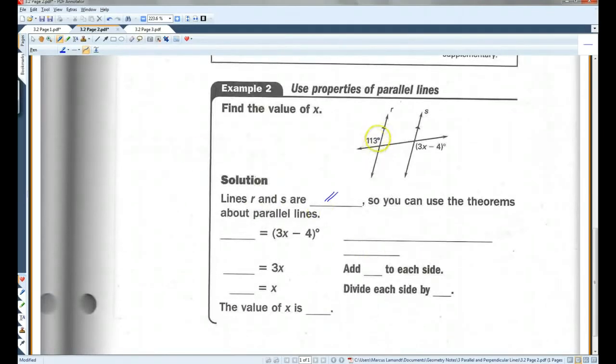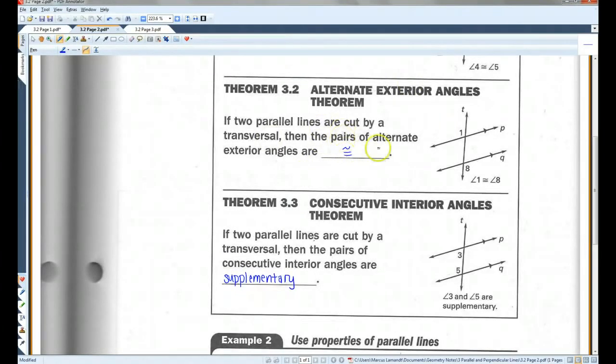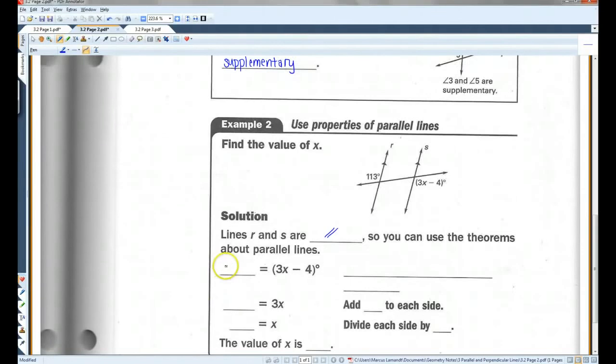Hopefully you guys can see that this angle and this angle are alternate exterior angles. And as we know, we just learned, alternate exterior angles are going to be congruent when the lines are parallel. So, these two angles are equal. Let's see here. This is the alternate exterior angles theorem. I'm going to add 4 to each side, which would make this 117 equals 3x. Now I'm going to divide each side by 3. Should get 39. So the value of x is 39.